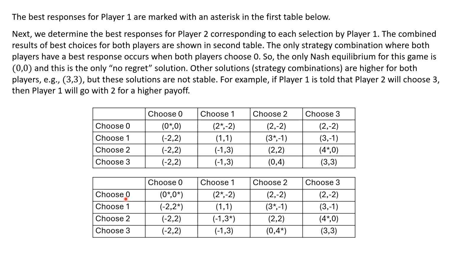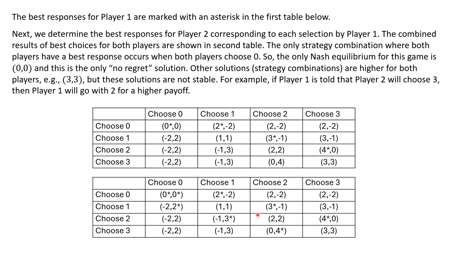So if player 1 chooses 0, player 2's best choice would be to choose 0 also, because it gets 0 as opposed to -2, -2, -2. If player 1 chose 1, the best solution for player 2 was 2. If player 1 chose 2, the best choice is for player 2 to choose 1. It gets a 3 in that case. Again, we're looking at the second component. And if player 1 chose 3, the best choice for player 2, the highest payout, would be here. So it would choose 2 and get a 4.